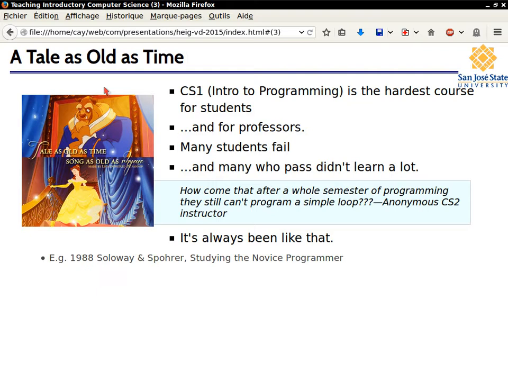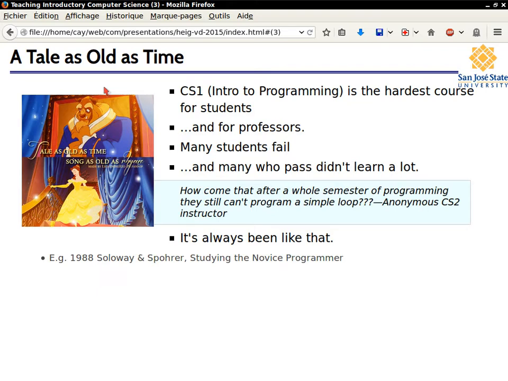So forever, for as long as I can remember, the CS2 instructor at San Jose State would say, how come these people have passed CS1 and they can't program a simple loop? If you have taught CS2 or a data structures course or an algorithms course, you may have had a few of those students who've passed the introductory courses and who can't program a simple loop. And you wonder, why did they get passed? But it happens. And it's always been like that. So this really is a tale as old as time.